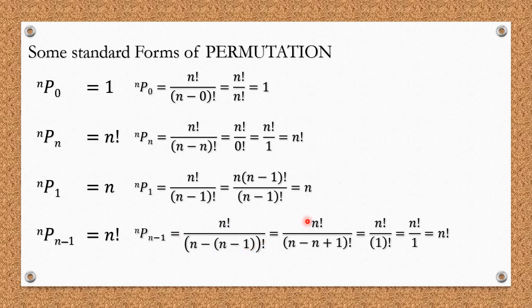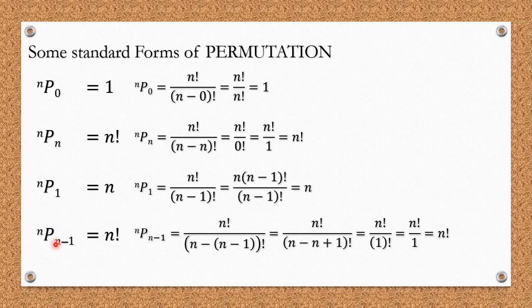The n factorial in the numerator will be as it is. In the denominator, we open this bracket, and minus will become plus. So n minus n plus 1. Now n minus n is 0, so we are only left with 1 factorial. So n factorial upon 1 factorial, which is n factorial upon just 1, which is directly n factorial.